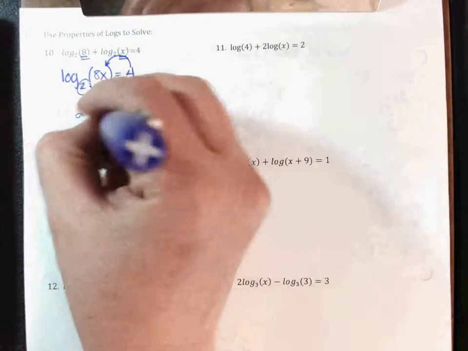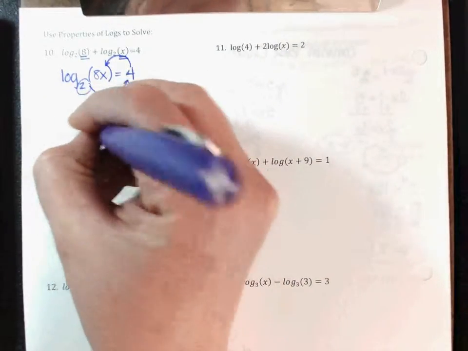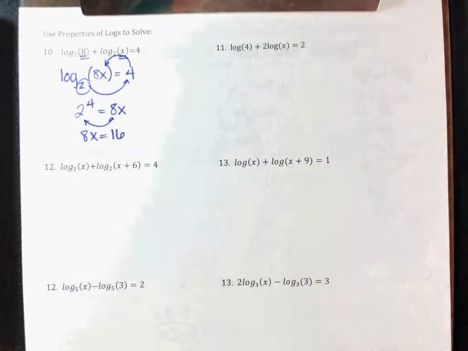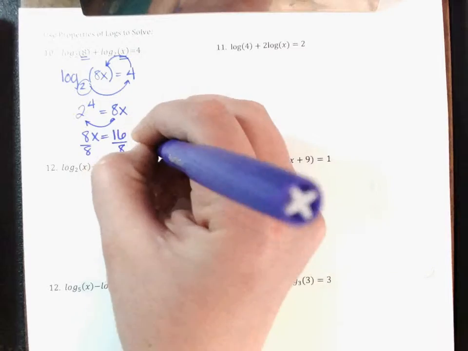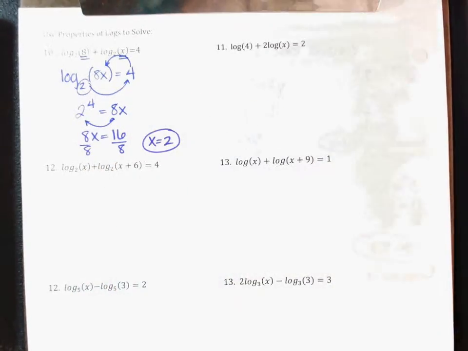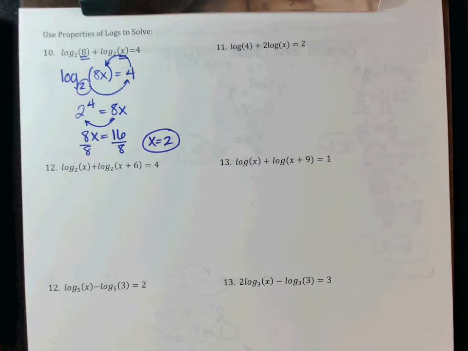I'm going to flip-flop it around. I'm going to let 8x equal 16 and then divide by 8 on both sides. X is 2. Okay, I have a question. On the front, we didn't have to do any properties because there was always just 1 log to start with. It's when you have 2 that you have to squish them together and then do the loop.